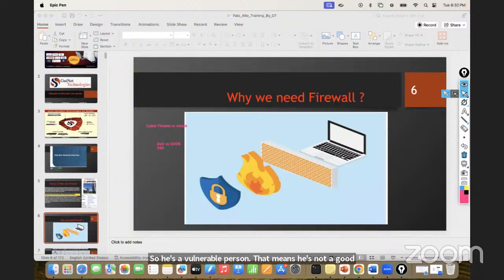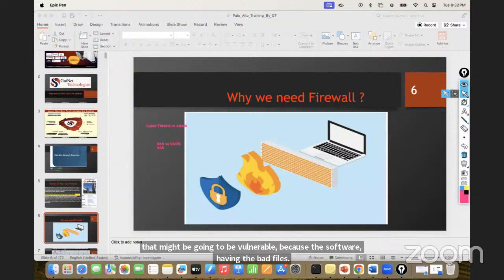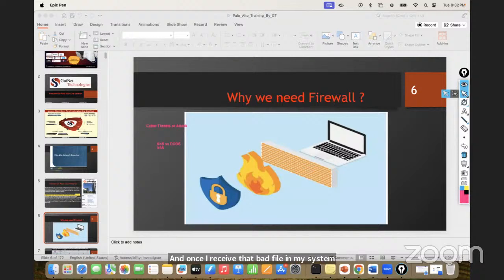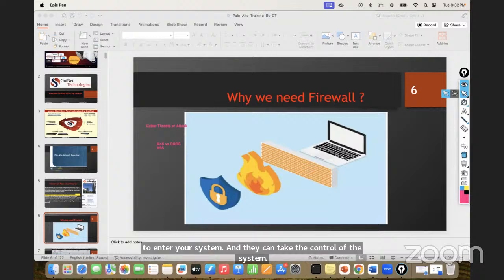Similarly, any software can be vulnerable. Let's suppose you download some software from the internet, that might be vulnerable because the software has bad files. Once I receive that bad file in my system, it is going to destroy my system and all my database. So software vulnerability is an issue in the software or application that can be exploited by attackers, such as when you receive or send some data, and through that they enter your system and can take control of it. This is how software vulnerability comes into the picture.